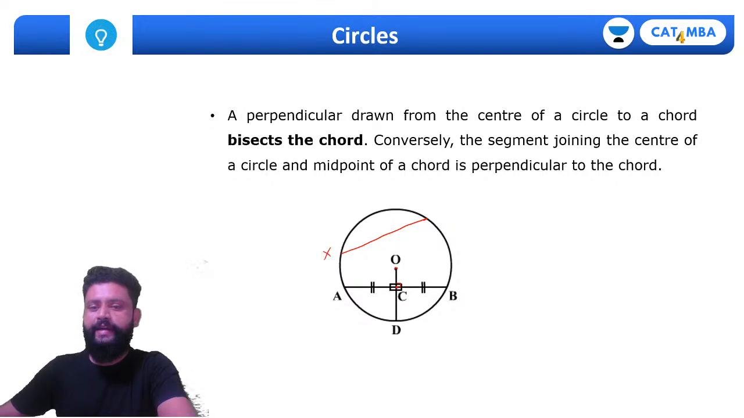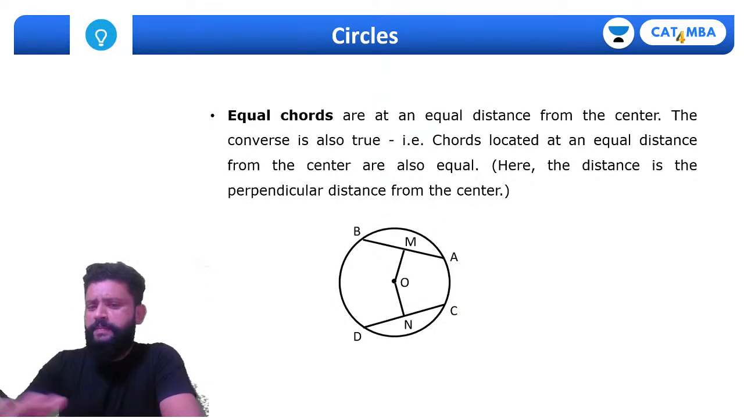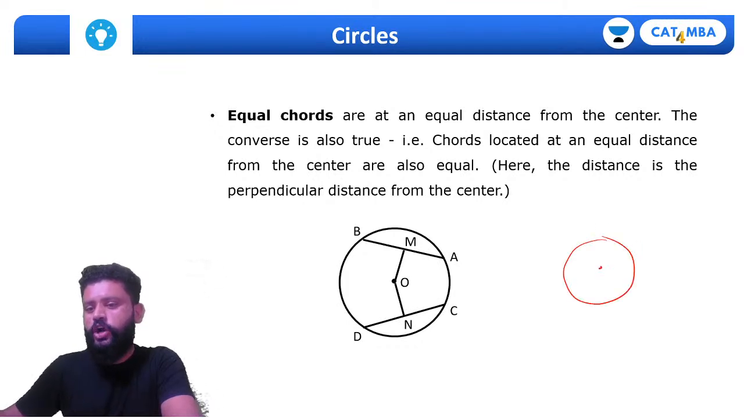इफ आई ड्रॉ एनी कॉर्ड XY एंड मैं O से अगर यहां से परपेंडिकुलर ड्रॉ करूंगा तो ये बाइसेक्ट होगा. एट द सेम टाइम ये वाइस वर्सा भी ट्रू रहेगा. अगर मैं इस कॉर्ड का मिड पॉइंट कनेक्ट करूंगा सेंटर से, तो डेफिनेटली दिस हैज टू बी परपेंडिकुलर. परपेंडिकुलर ड्रॉ करोगे तो बाइसेक्ट करेगा कॉर्ड को, और अगर कॉर्ड का मिड पॉइंट तुम सेंटर से कनेक्ट करोगे तो डेफिनेटली वो परपेंडिकुलर रहेगा, राइट. सिंपल थ्योरम है.